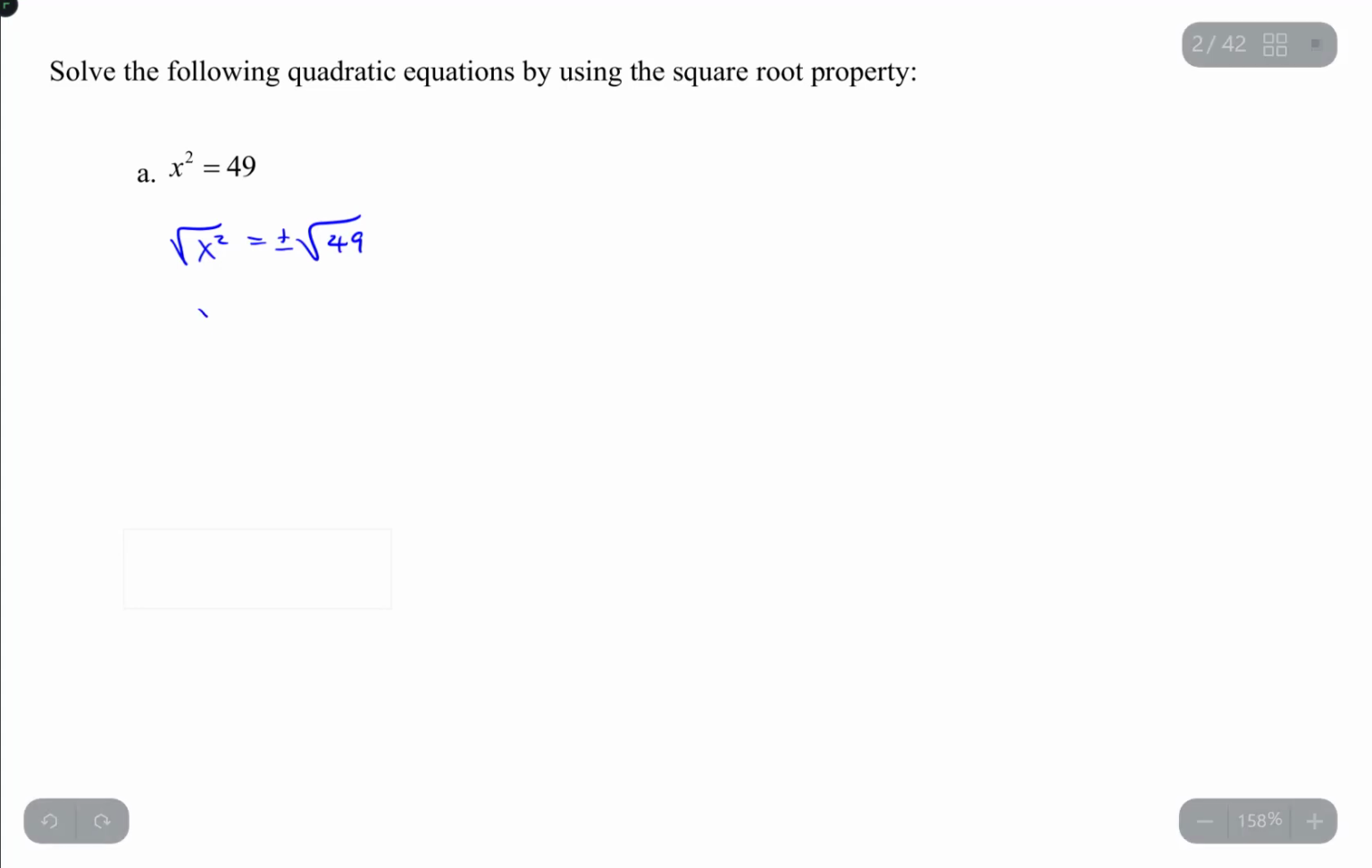So square root of x squared reduces to just x. Square root of 49 is 7. So this is plus or minus 7. And the meaning here is that if you square positive 7, you get 49. And if you square negative 7, you get 49. So you do have to consider both potential cases.